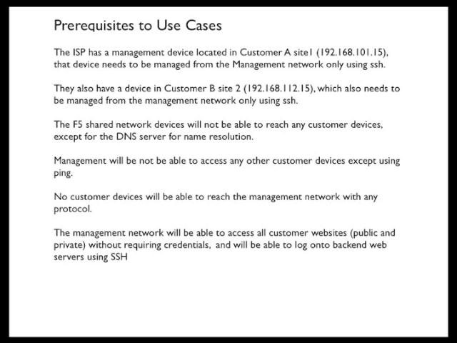They won't be able to access any other devices in customer A. As in customer B, 192.168.112.15 can also be accessed by SSH. And again, no other devices in customer B will be able to be accessed.